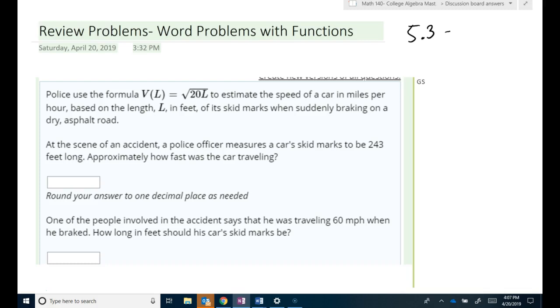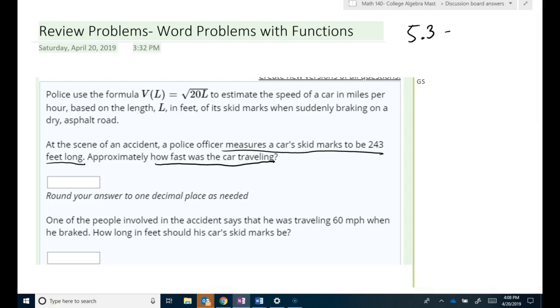When I read this, the first thing I ask myself is, what are the quantities that are actually being compared here? Basically, a function compares two quantities or two variables, call them x and y, or in this case, V and L. And then what exactly are they comparing in a word problem? This one is asking how fast was the car traveling, and the value it gave me was the measure of the car's skid marks, 243 feet long. So that's an indicator that those are the things being related.